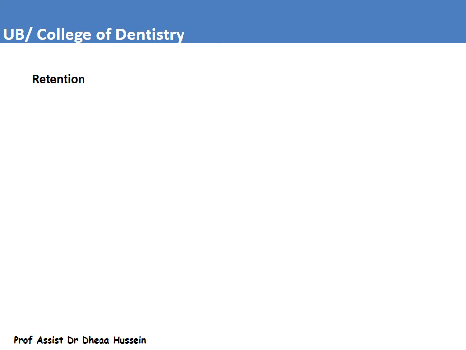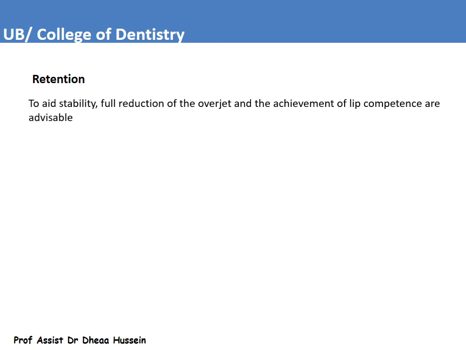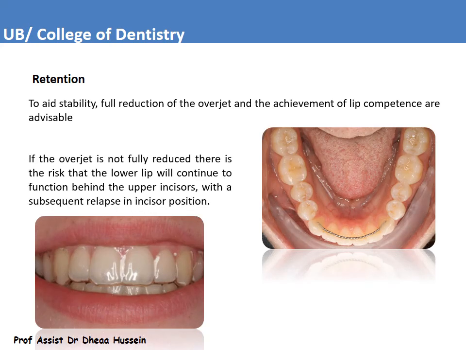Well, it's very important to think about retention. The retention should be directed toward achievement of lip competence and decreasing the overjet. Otherwise, the lip would definitely be trapped between the incisors and cause continuous pressure on the upper, thus increasing the overjet and increasing the relapse risk.